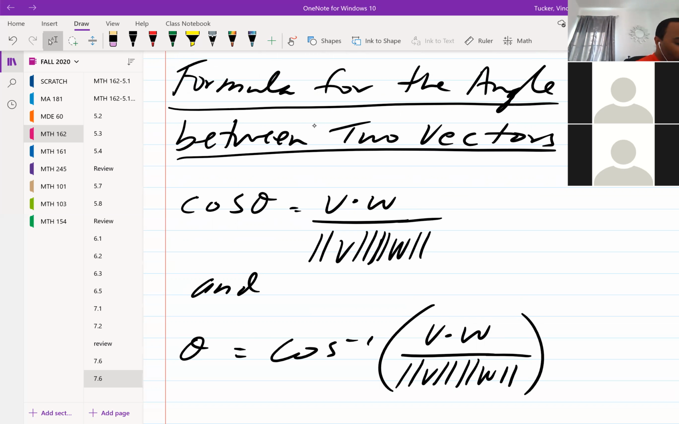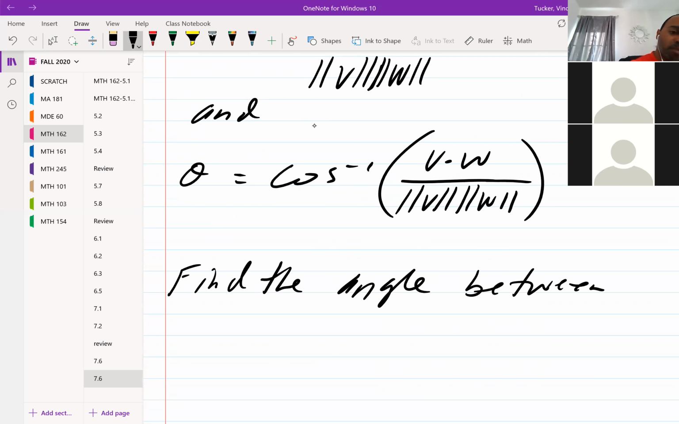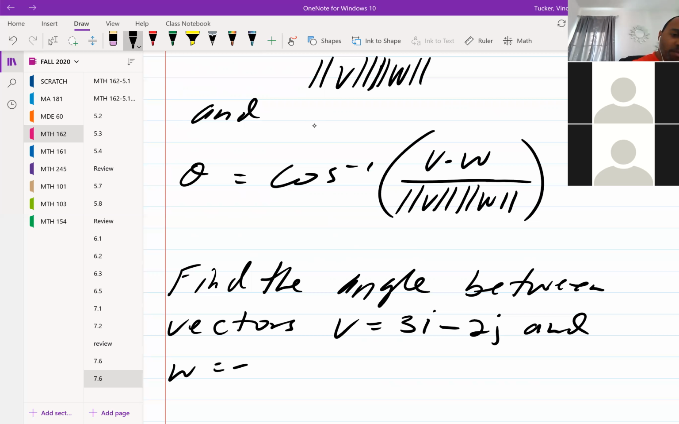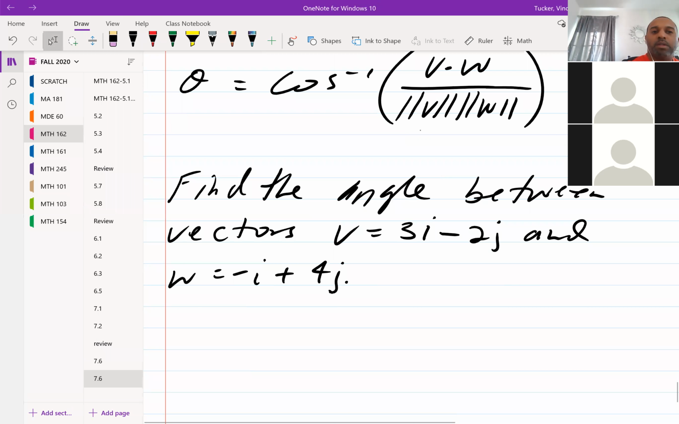All right. So let's go ahead and do an example of that, and then we'll be good to go for today. All right, find the angle between vectors 3i minus 2j and negative i plus 4j.